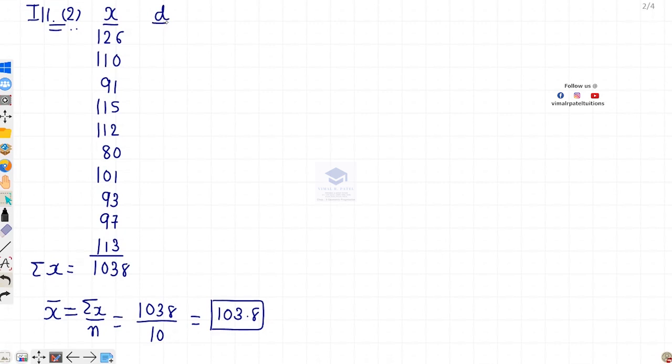Now we will solve this by the shortcut method. Then d. So here I can take any value as a. Any value. It may be in this or may not be in this. Say I take 110 as a, which means from each and every observation I will subtract 110. You can take any value. So it will be 16. 126 minus 110, then 110 minus 110, 91 minus 110, 115 minus 110, 112 minus 110, 80 minus 110, 101, then 93 minus 110.